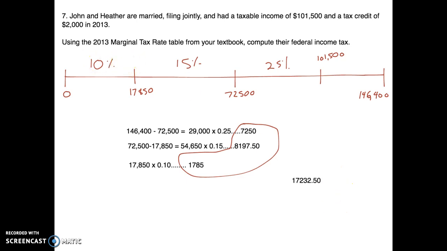and you'll get $17,232.50. And then it says that they have a tax credit of $2,000. So the tax credits come after you've calculated the taxes. So you wouldn't subtract that $2,000 from this original taxable income. So now subtract off your $2,000. So we get $15,232.50. And then we need to round to the nearest dollar. So on this one, your answer is going to be this 15,233.